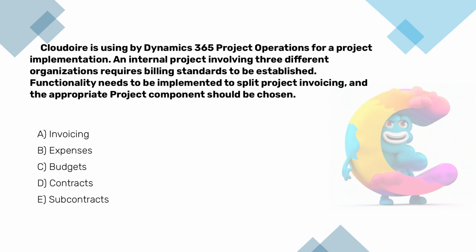A company is using Dynamics 365 Project Operations for a project implementation. An internal project involving three different organizations requires billing standards to be established. Functionality needs to be implemented to split project invoicing, and the appropriate project component should be chosen. A. Invoicing. B. Expenses. C. Budgets. D. Contracts. E. Subcontracts. Okay, now pause the video here, have a bit of think, and then continue when you are ready.